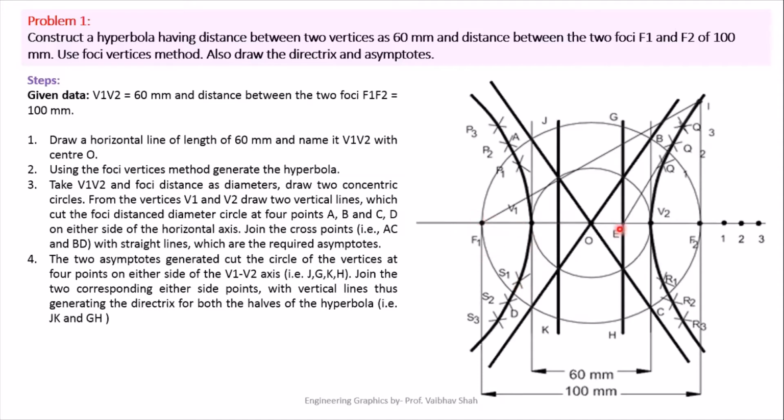Now with the same radius V1 1 on your rounder, use F1 as your center, and cut the arcs previously drawn from F2, somewhere here and somewhere down here. After getting these arcs, we will have points P1, Q1, R1 and S1. Now let us proceed. Take the radius equal to V2 till point 2.